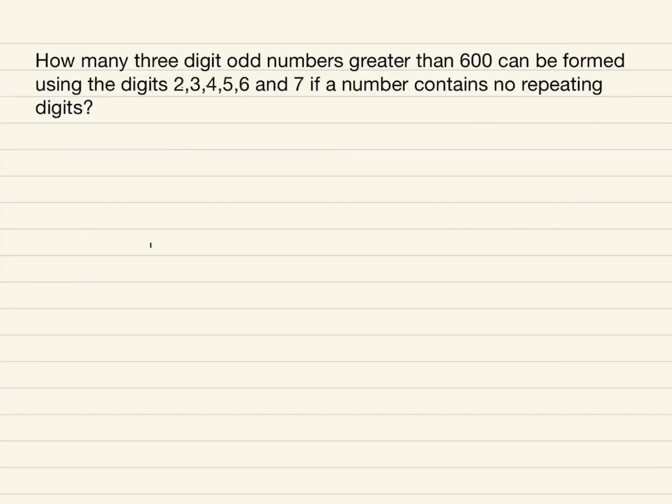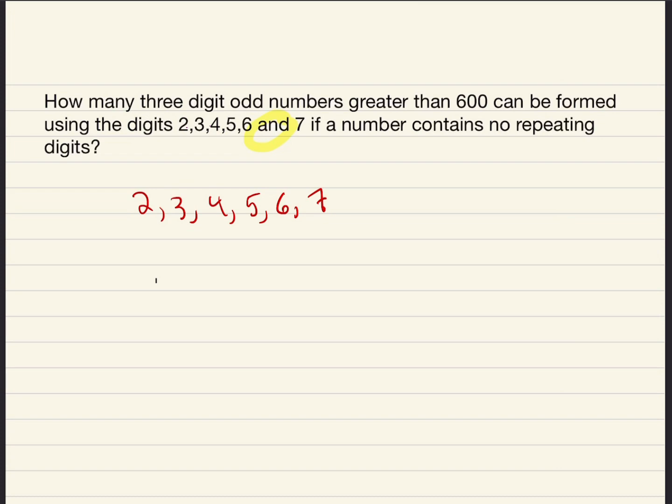So in this last one, which is a little bit tricky here, it says how many 3-digit odd numbers greater than 600 can be formed using the digits 2, 3, 4, 5, 6, and 7 if a number contains no repeating digits. And so one of the key words that does give it away would be the "and" over here. Now, when we list all the numbers like this, the only ones that we're interested in are the 3, the 5, and the 7, with regards to odd numbers that you could choose.